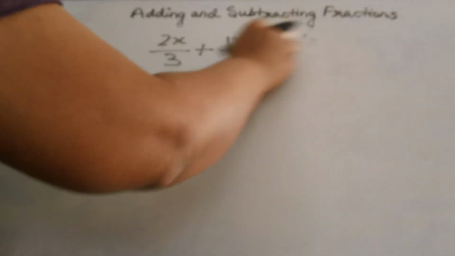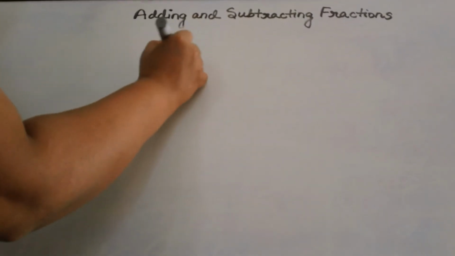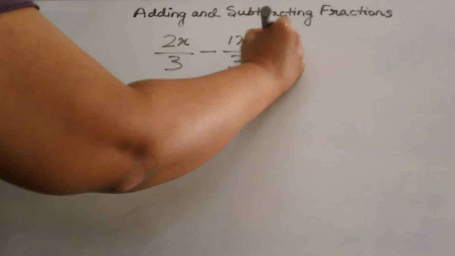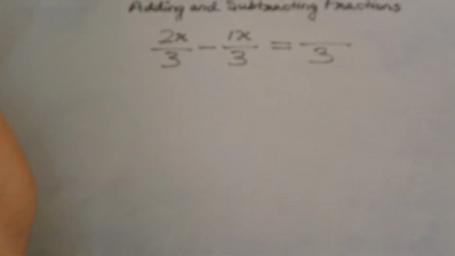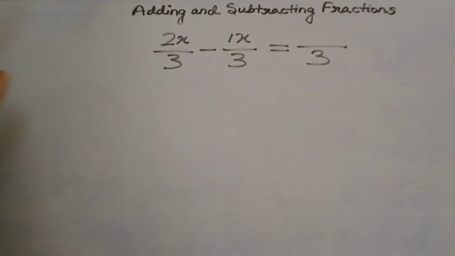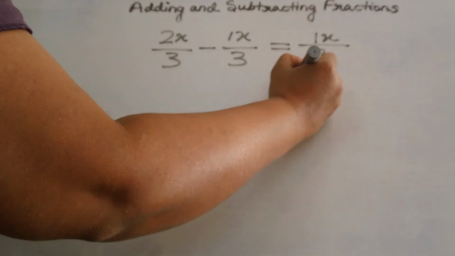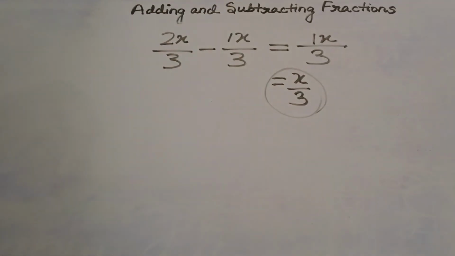Now let's try to subtract with variables. So if we have 2x by 3 minus 1x by 3, then again we leave the denominator as it is and subtract the top portion, which is the numerator. So we take away 1x from 2x, that leaves us with 1x, which is nothing but x by 3. That'll be our answer.